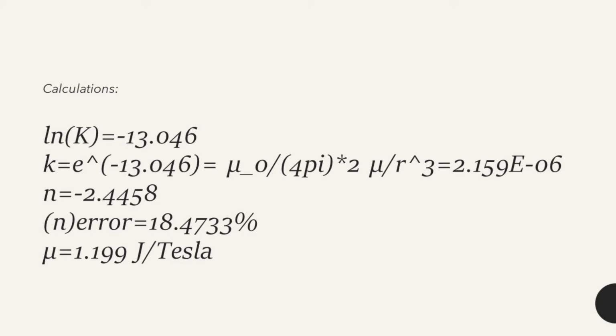From that, we find out that our n value is -2.4458 and the percent error is 18.47%. We also find out that the mu value is 1.199.